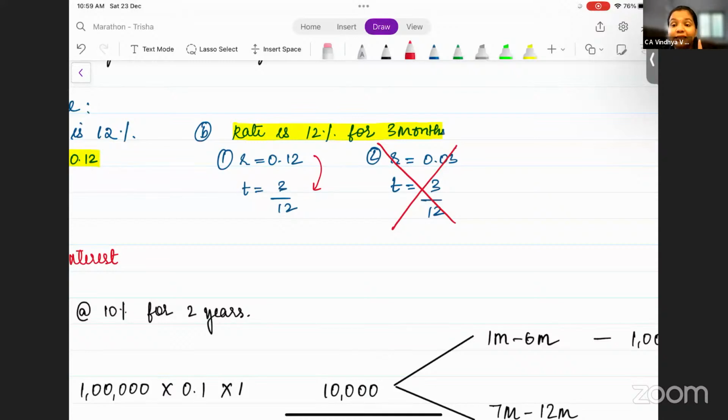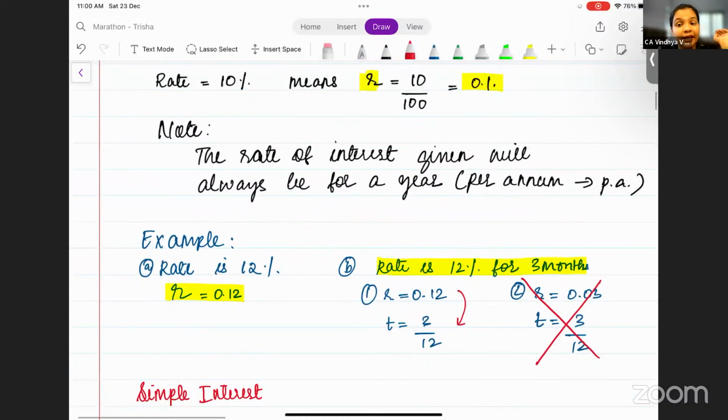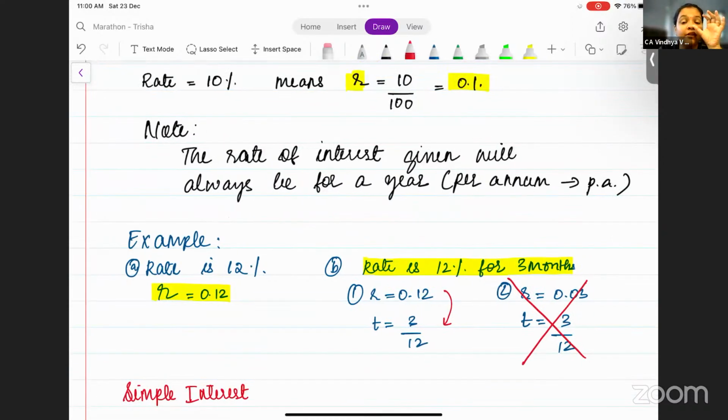Is this clear? This is something that is very important from exam point of view. So whenever rate is given, it is always per annum and not for the respective time. Is this clear? The rate of interest will always be given for a year. Is this clear?